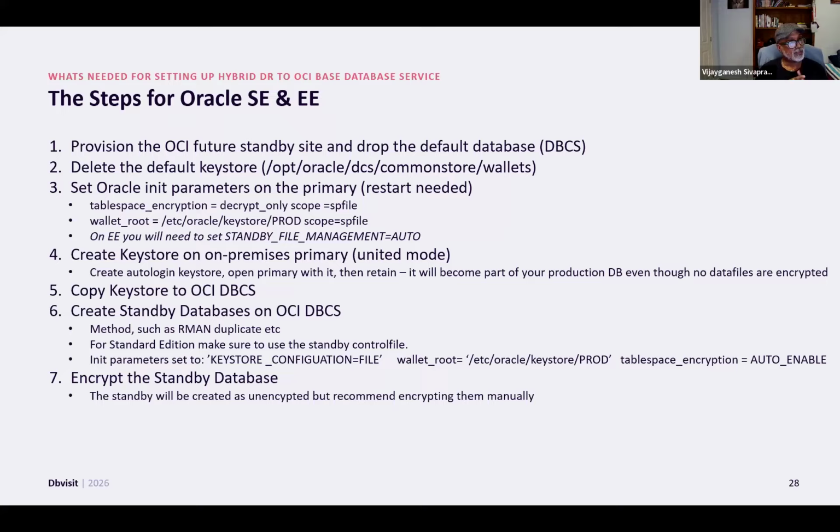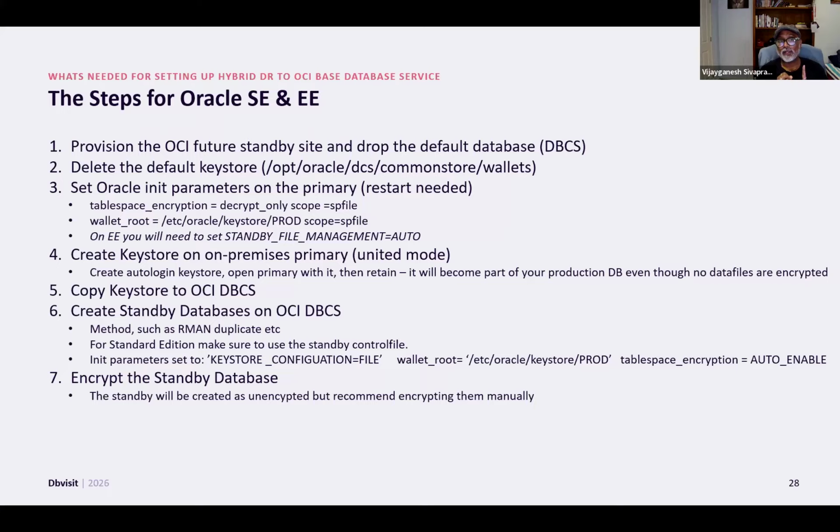And what happens is once this is done, you create a key store on your on-premise as United mode. It means there is only one master key that is available. And what you do is you create an auto login key store, open the primary with it, then retain it. So this master key password that you use, you have to ensure that you store it somewhere which is very safe, and it will become part of your production DB environment, even though no data files and table space are encrypted there.